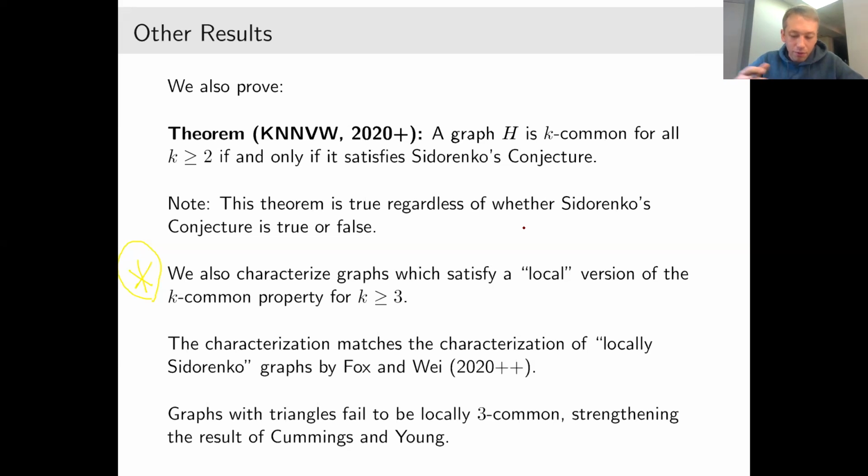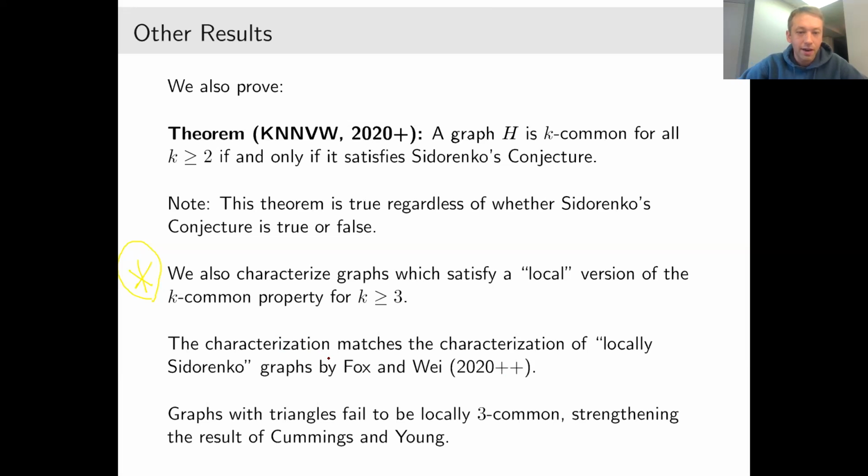And it turns out, for any k at least 3, the graphs which satisfy this local k-common property are precisely graphs where the girth is even. So the length of the shortest cycle is even. Remember, this connects back to what I was saying about the graph we were dealing with. It was important that the girth of our graph was even, otherwise this would refute the commonness of that graph.